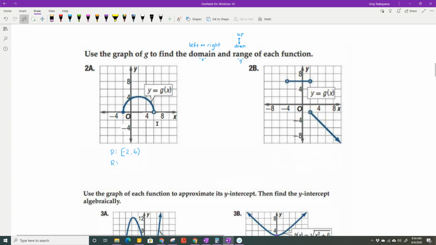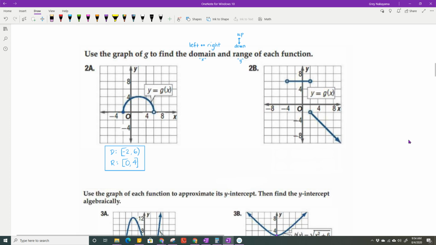Range, I'm looking up and down. My lowest point is 0, and my highest point is 4. Now, there is no open circle up here at 4, so you can assume it's closed, and it can equal 4. Even though this one is open, that one is closed, so it can be equal to 0. So we go from 0 to 4, both of those with brackets.